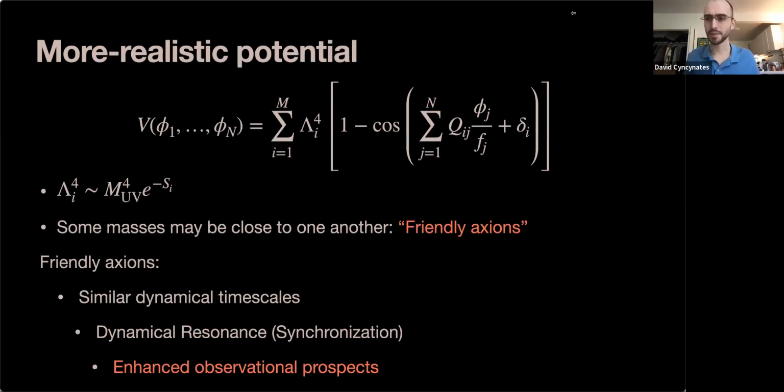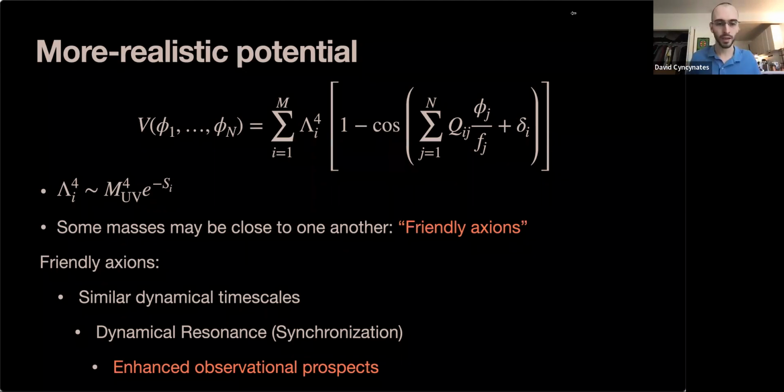So why might we expect such a break to occur? Well, generically, when you have a theory of n axions, they will couple to one another through m instantons. Each axion phi j with its own decay constant fj talks to every other axion in the theory through this charge matrix qij. Each instanton scale has its own constant phase offset delta I, and the instanton scales are all exponentially suppressed relative to the UV scale by their own string instanton actions.